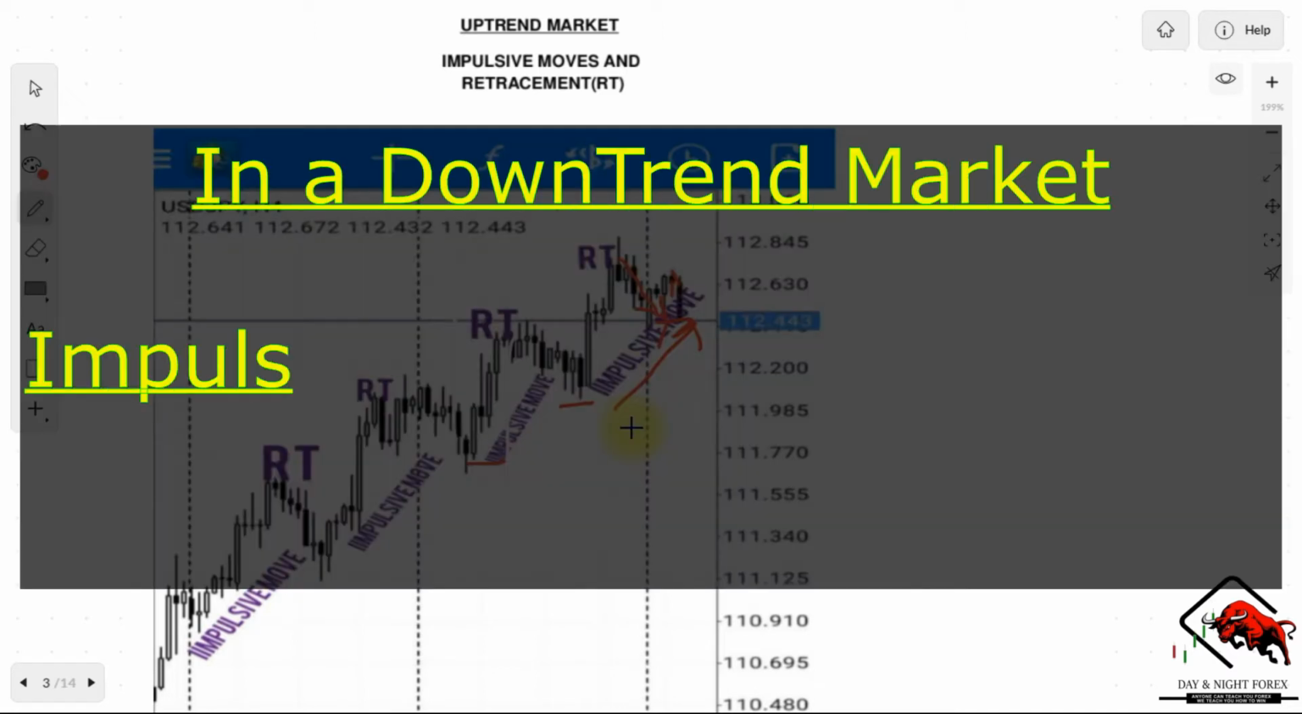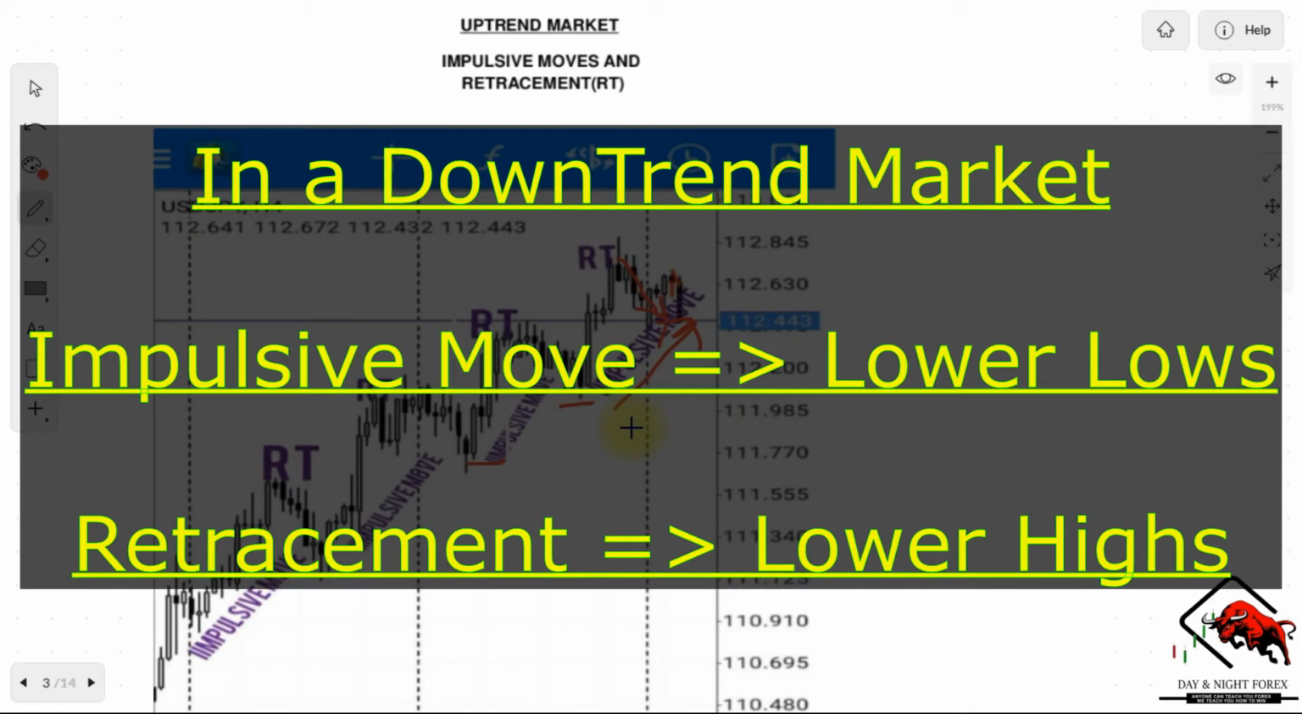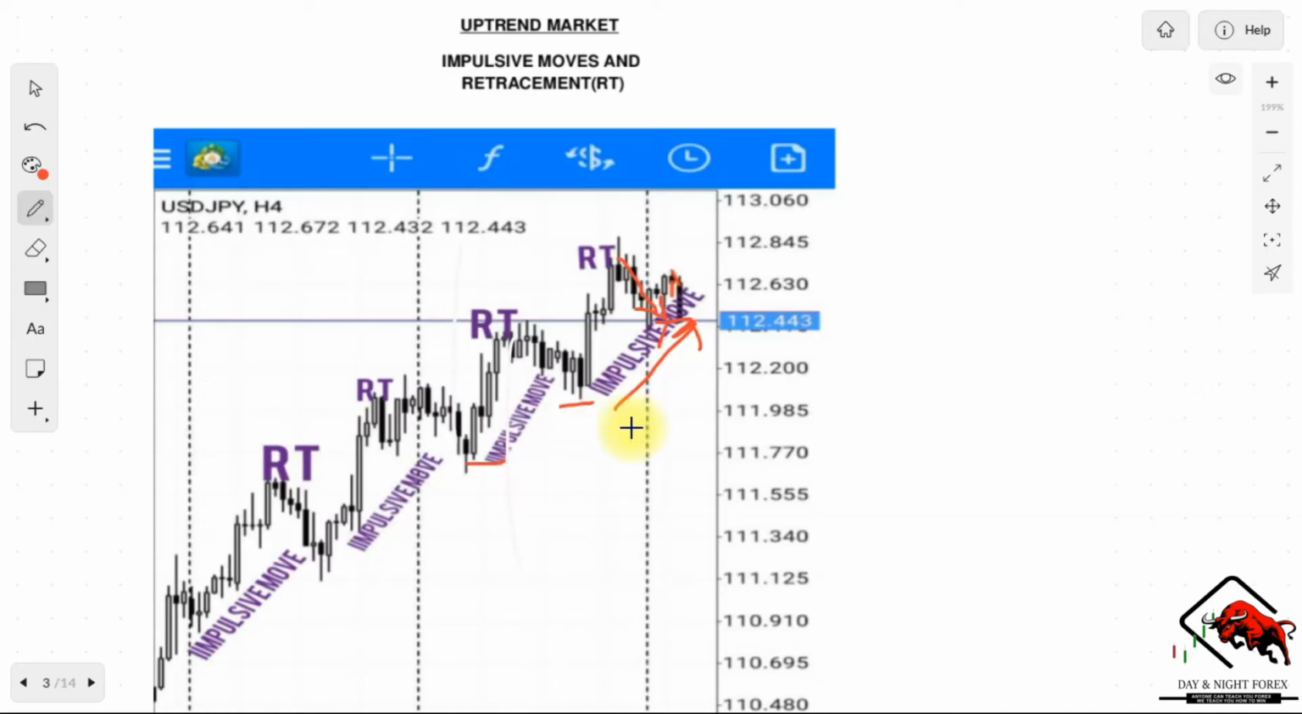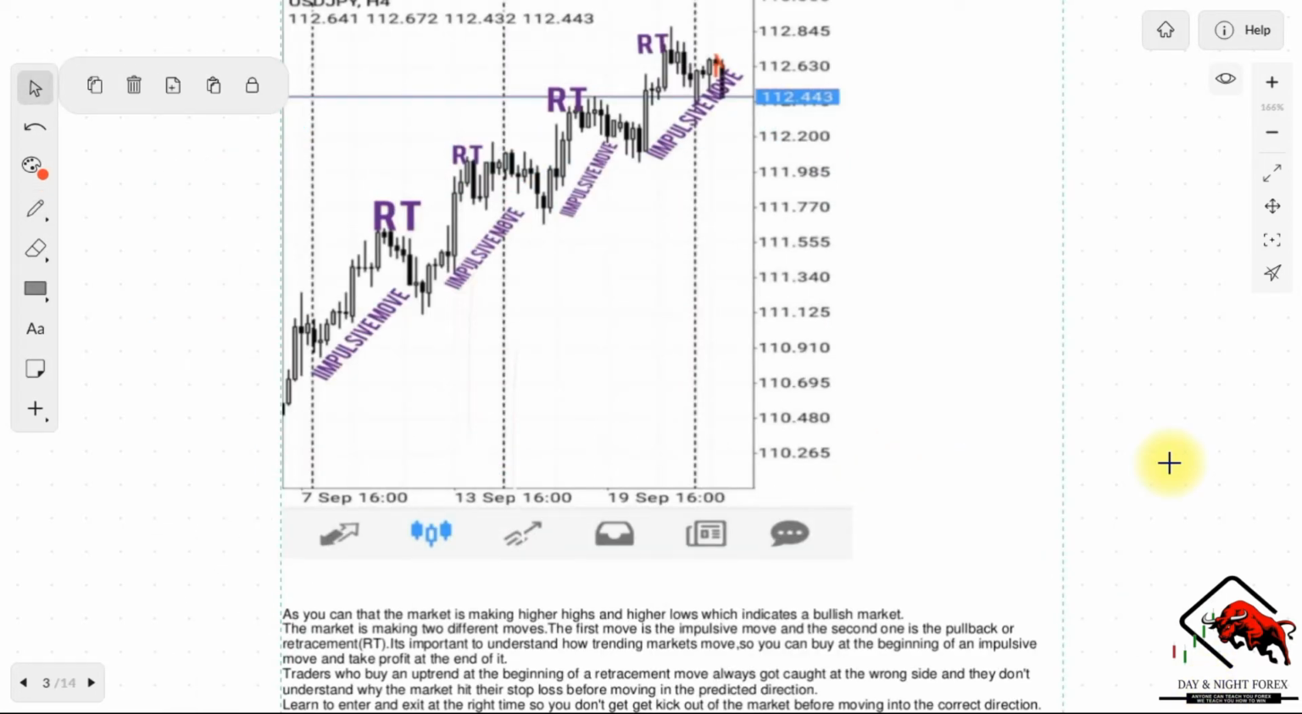And in a downtrend, basically the impulsive move will be making the lower lows, whilst the retracement will make the lower highs. So that's basically what an impulsive move and the retracement are. As you can see, the market is making higher highs and higher lows, which indicates a bullish market. The market is making two different moves. The first move is the impulsive move, and then the second move is called the retracement.